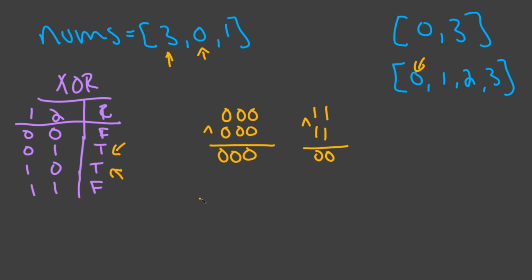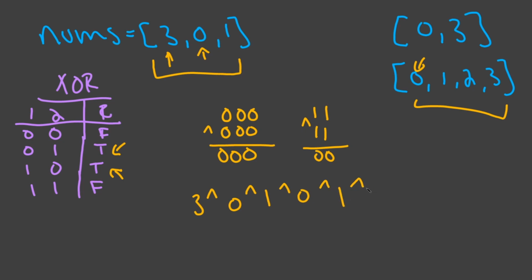Okay, well, what would happen if we did 3 XOR 0 XOR 1? So that's this whole array XORed by itself. And on top of that, we added this range here. So we would add XOR 0, XOR 1, 2, and 3. What would this evaluate to? Well, like I said here, if the numbers are the same, then they're going to cancel out and just be 0. And this also works for this long equation here.